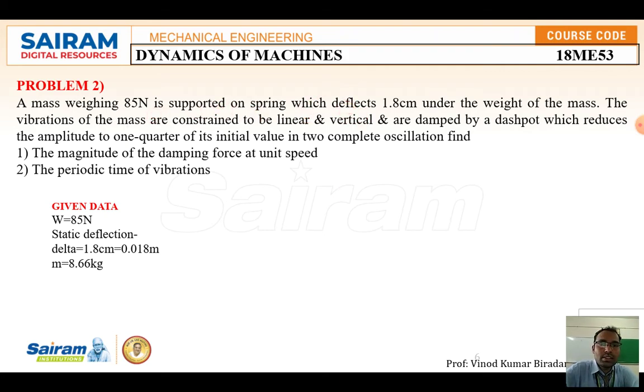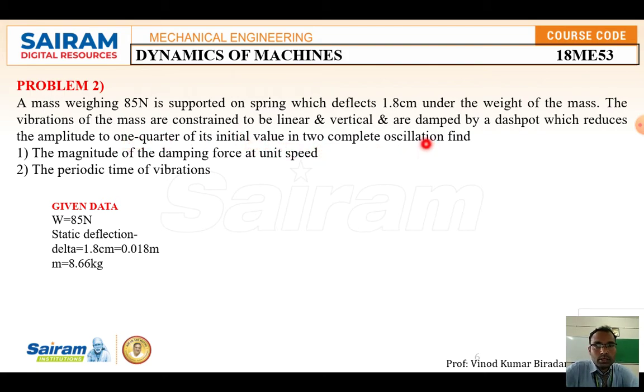Here the spring stiffness is not given, so the formula is going to change. With the static deflection, omega n is equal to root g by delta, that formula you are going to use here. The spring deflects 1.8 centimeter under the weight of the mass. The vibrations of the mass are constrained to be linear and vertical, and are damped by a dashpot, that is a damper, which reduces the amplitude to 1/4, that is x1 is 1/4 of the initial value x0, in one complete oscillation.